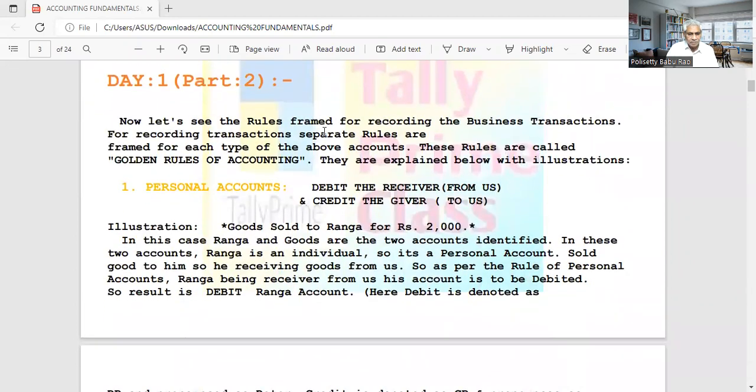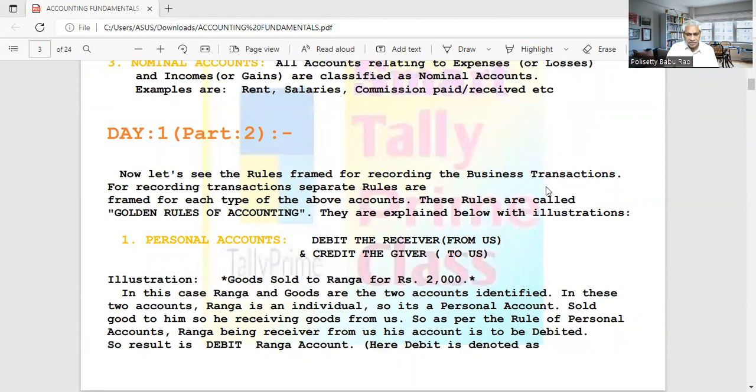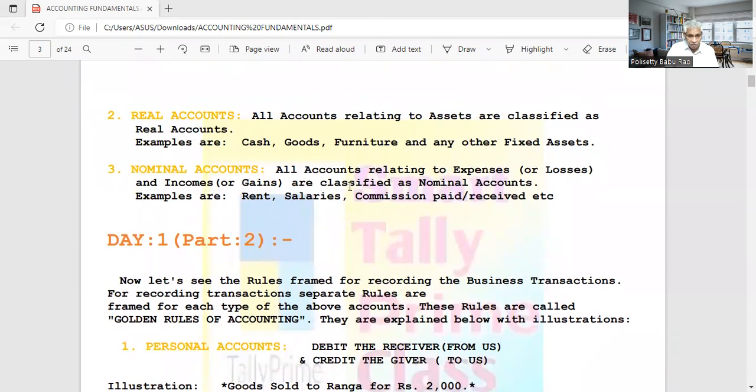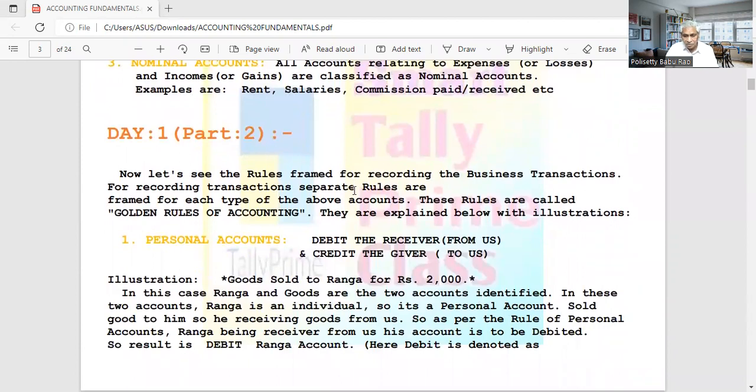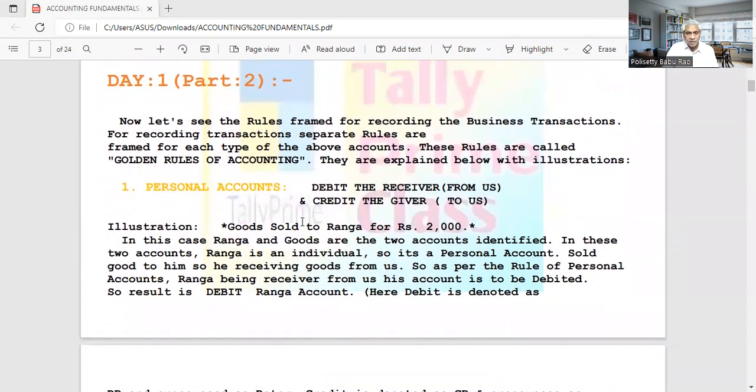Today we will take up the rules framed for business transactions, because after analyzing and identifying the accounts, we have to decide which account is to be debited and which account is to be credited. To decide that, we have to follow rules. These rules are called golden rules of accounting. Each type of account will have a separate rule, and depending on the rules, we can decide which account is to be debited and which is to be credited. So we'll take them up one by one.